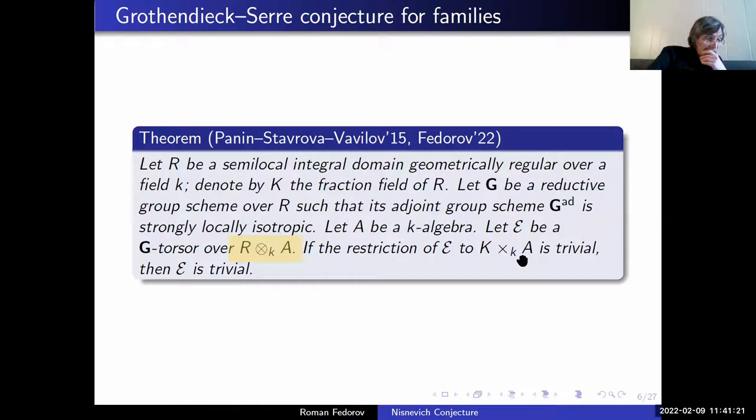So this was proved by Panin, Stavrova, and Vavilov under some mild assumptions, I guess, for infinite k, and also assuming that G is simple. So in a sense, my input is not very deep here. Any questions so far?